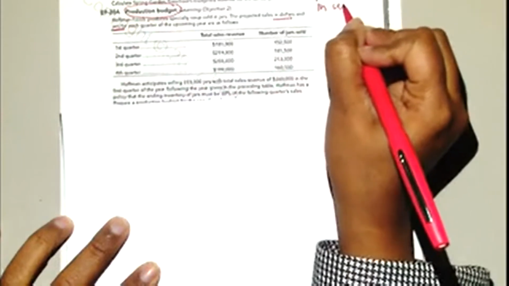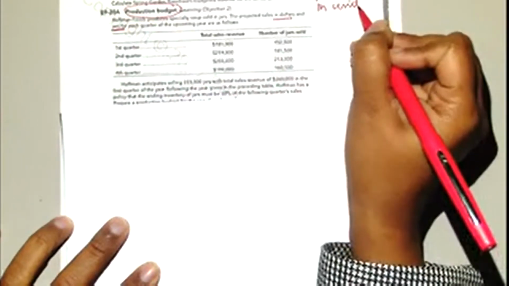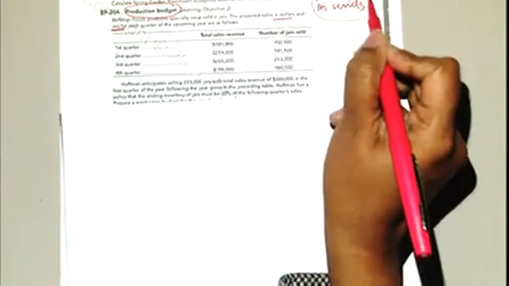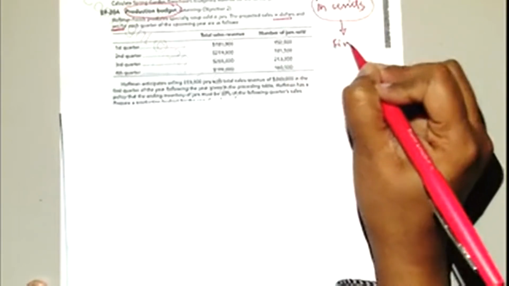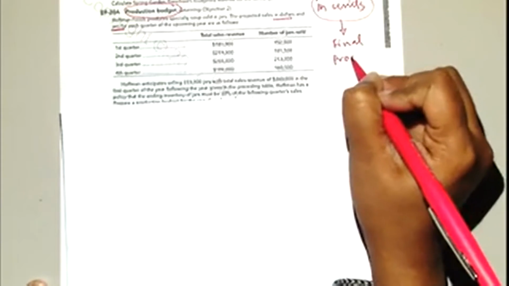Remember, production budget is always in unit, not in dollar. In unit. That means how many units you want to sell. Here our unit is jar. That means how many jars you want to sell. And this is the unit for your final product. Final product is the jar of soup. So this is the units for your final product. Remember, production budget is always in unit. There is no dollar sign in it. So let's try to draw the columns.